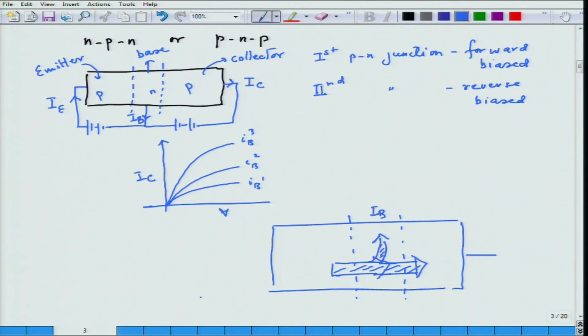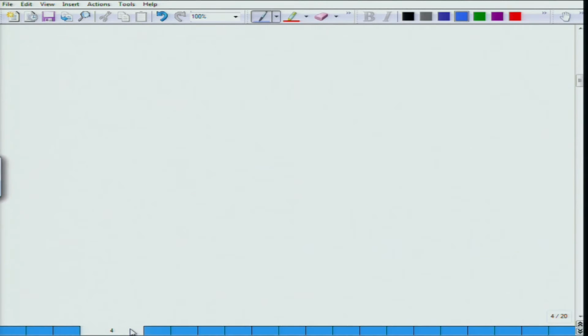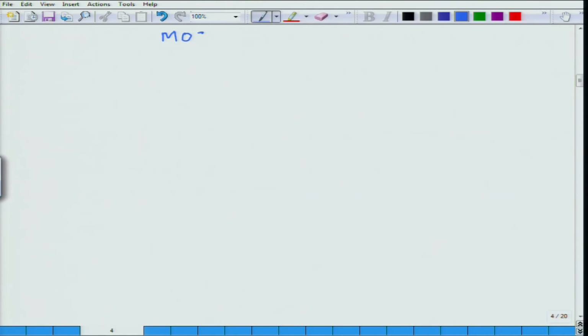Now, let us discuss the other important transistor, which is Mosfet. Now, for this discussion, we are going to base our discussion on the knowledge of the earlier lecture, where we discussed metal oxide semiconductor capacitor. So, we are going to see how we use that metal oxide semiconductor capacitor first to make a transistor.